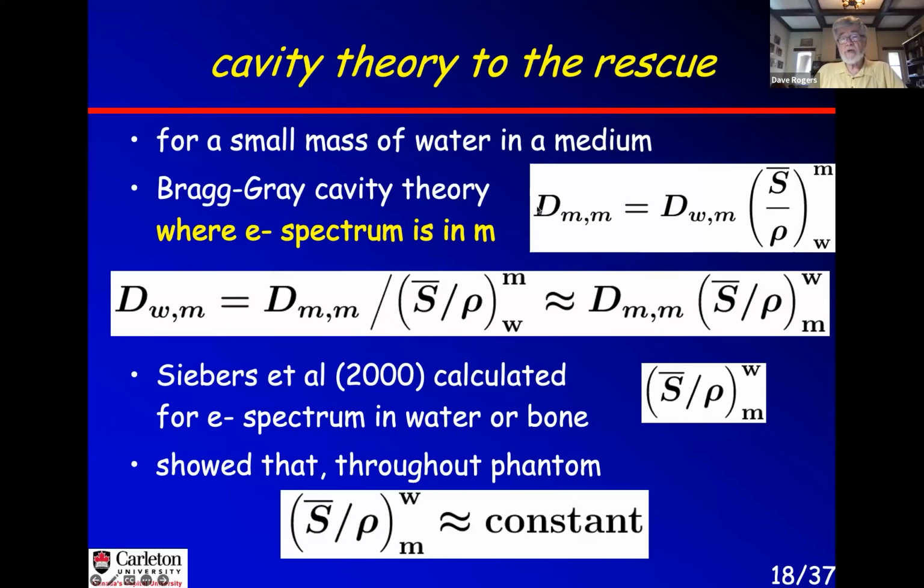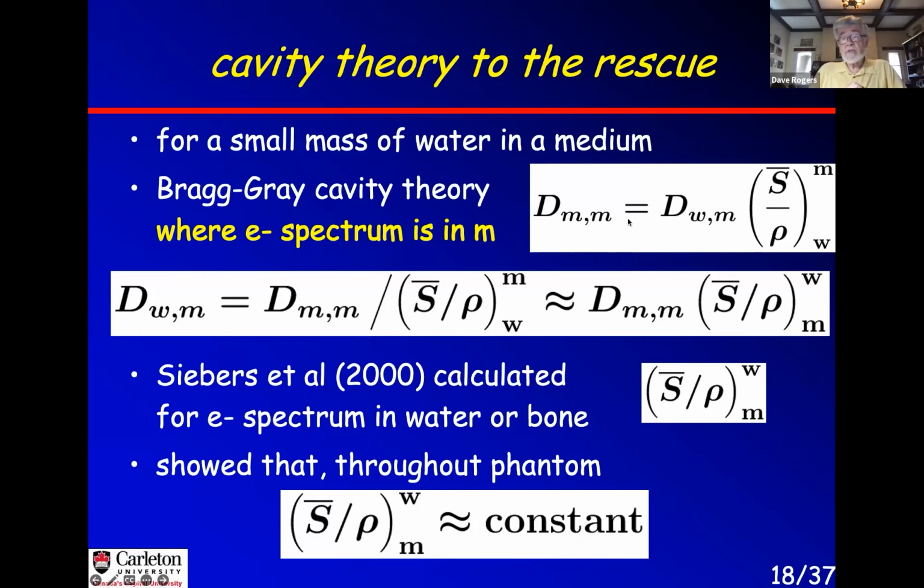can calculate. If you think of this as being the equivalent of cavity theory for an ion chamber, then this is saying that the dose to the medium is equal to the dose to the water in the medium times this stopping power ratio of medium to water. So this is just the standard Bragg-Gray cavity theory that we use with ion chambers all the time.